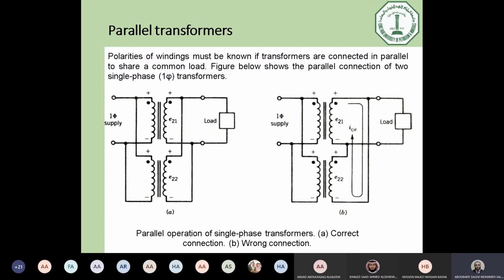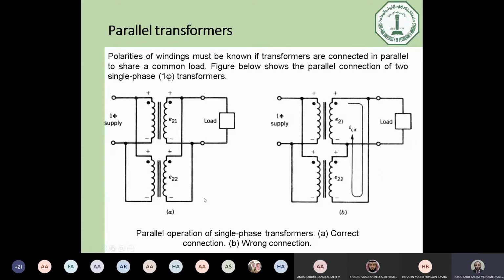So how can we connect in parallel? Simply use the dots. For transformer number 1, you can connect the dotted coils together. So this is a dotted coil, and here is the dotted coil, so these 2 points can be connected in parallel. Similarly, for the secondary side, this is a dot and this is a dot, so you can connect these 2 terminals in parallel. This is for the right connection.